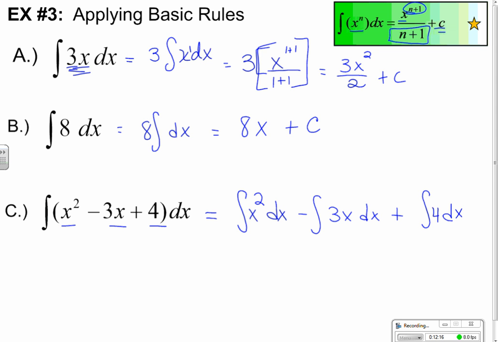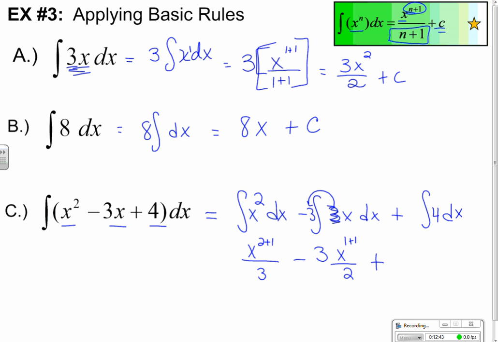Well, the power rule says we're going to take the power, add 1 to it, divide by that new power. And then next one is a minus sign, minus 3. I can swing that multiplier out front. So I've got the 3 out front. Now let's just integrate x. The integral of x is, it had a value of 1, add a power, divide by the new power.